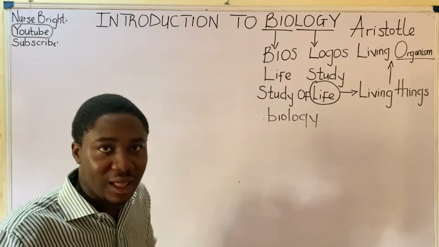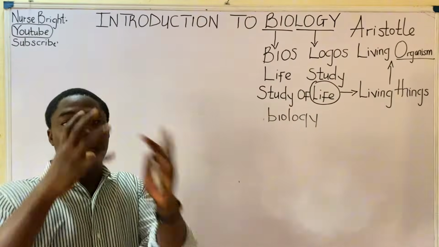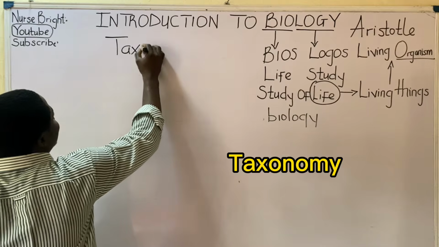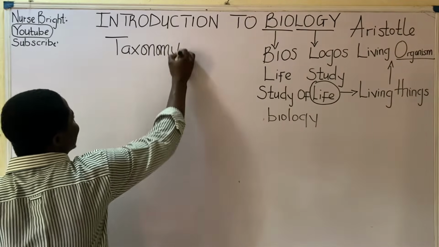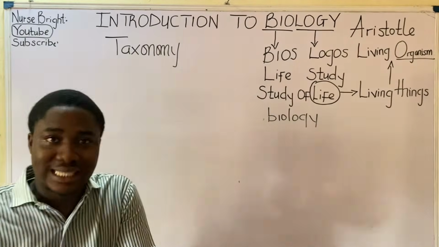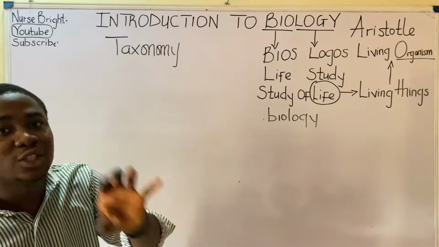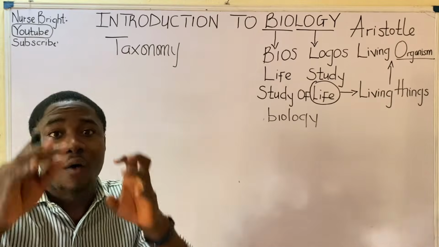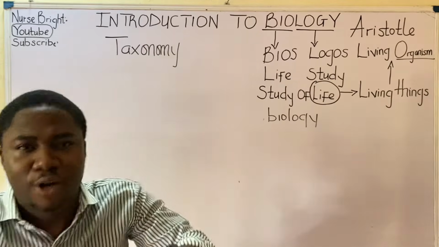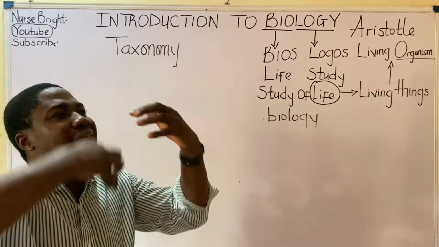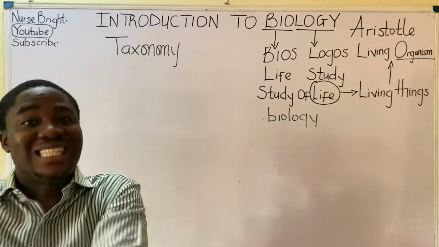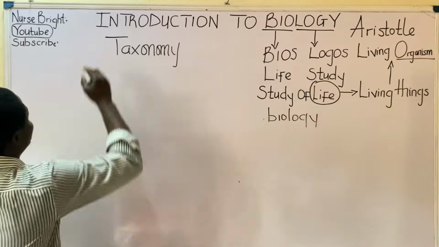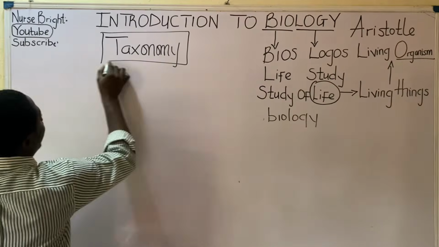So let's progress to other branches of biology. We have another which is called taxonomy. This is very, very important. What is taxonomy? Taxonomy is a branch of biology that has to do with the scientific study of the classification of living organisms. So when you classify organisms scientifically, you simply call that what? Taxonomy. And in the course of this video lesson, I'll be elaborating more on taxonomy.